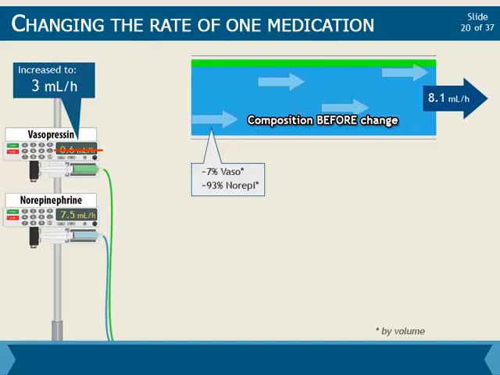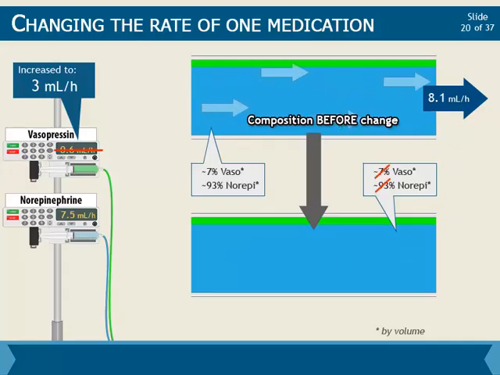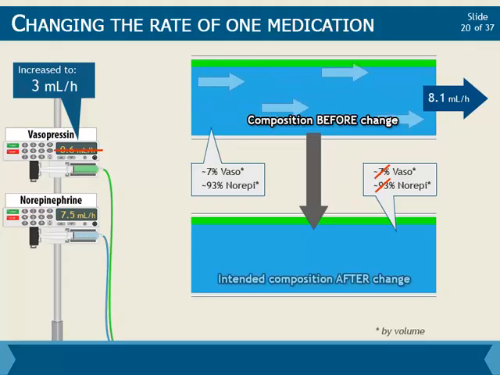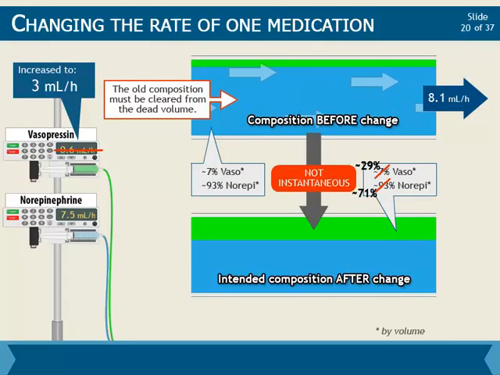Making a change to the delivery rate on the pump means the composition of the dead volume has to change. In this case, significantly increasing the vasopressin delivery rate means more of it needs to be reaching the patient, and as such, needs to take up an increased proportion of the dead volume. However, this change in composition is not instantaneous throughout the dead volume. The old composition must first be cleared from the dead volume, meaning there is a delay before the change is reflected at the patient's bloodstream.